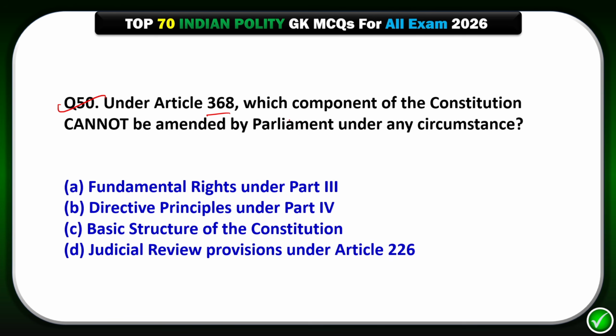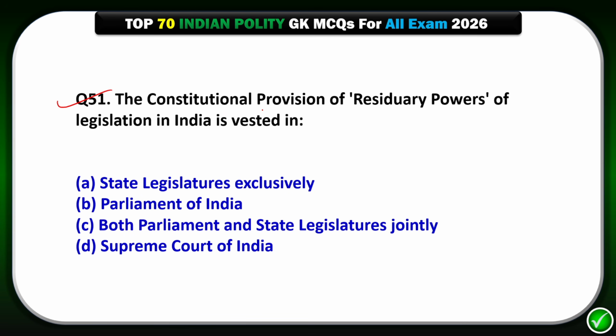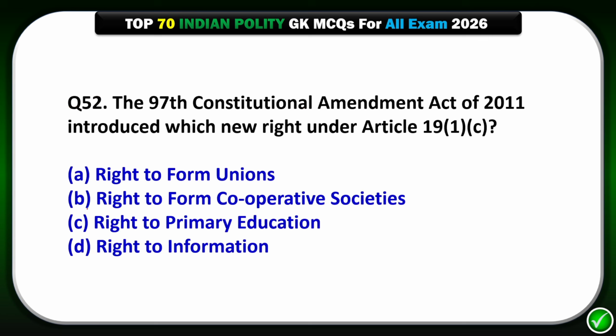50. Under Article 368, which component of the Constitution cannot be amended by Parliament under any circumstances? Option number C, basic structure of the Constitution. 51. The constitutional provision of residuary powers of legislation in India is vested in? Option number B, Parliament of India.